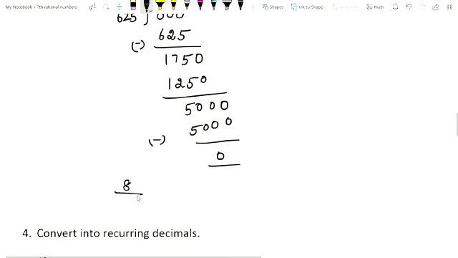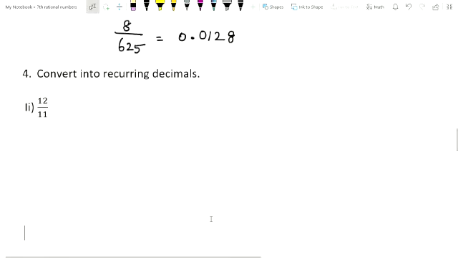So when we divide this, what are we getting? 8 by 625 equal to 0.0128. 0.0128. Do you understand, children? See the next one.